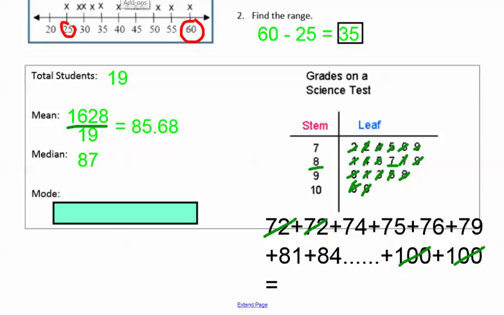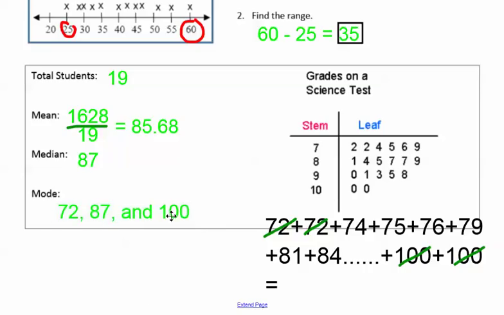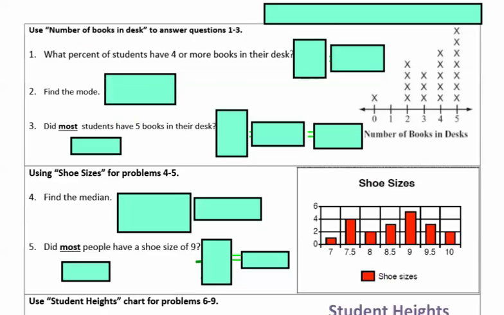Okay? And now last, our mode is the number that we see the most of. Remember, you can have more than one mode though, which we do here, because we have two 72s, two 87s, and two 100s. So we have a three-way tie for the mode. Okay? Alright, next up, we're going to use another line plot to answer some more questions.